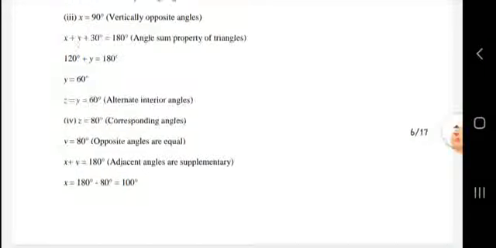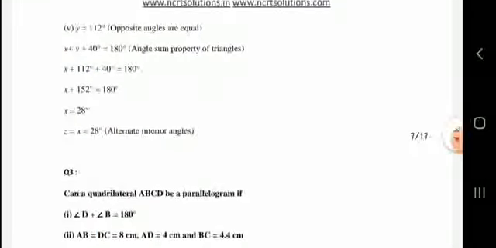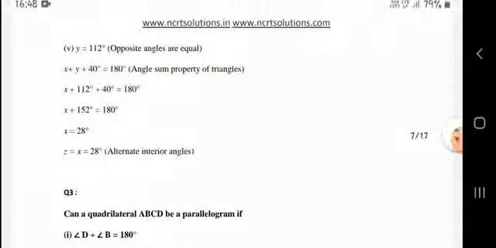Next, x is equal to 90, so therefore x plus y is equal to 120 plus y is equal to 180, so y is equal to 60. And for the last one, y is equal to 80, x plus y is equal to 180, so 180 minus 80 is 100 degrees, and y is equal to 112.